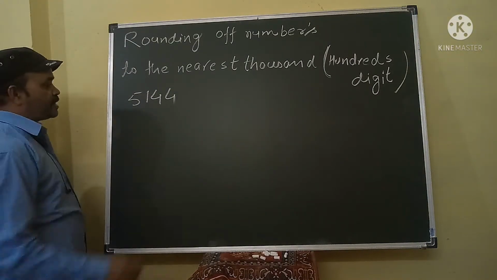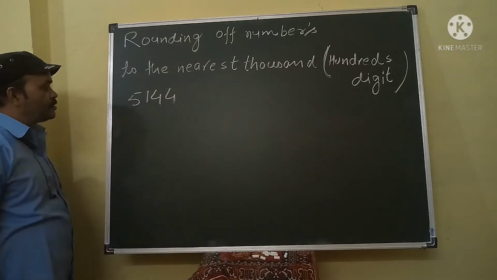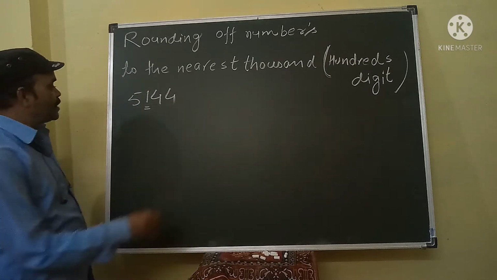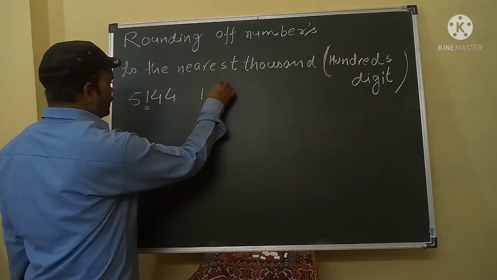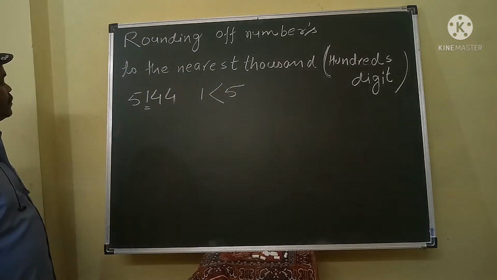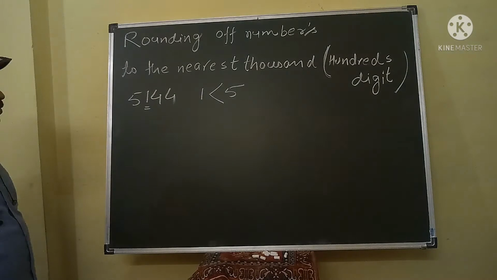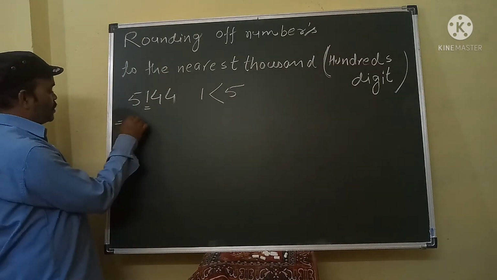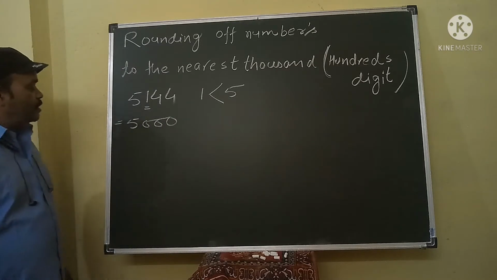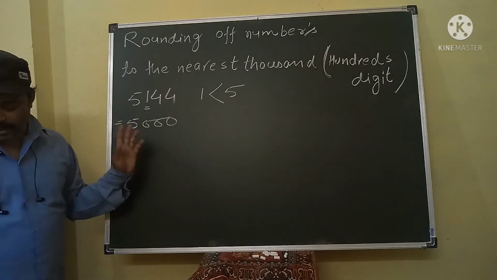In 5144, the hundreds digit is 1, and you know very well 1 is less than 5. So rounding of 5144 will be 5000.